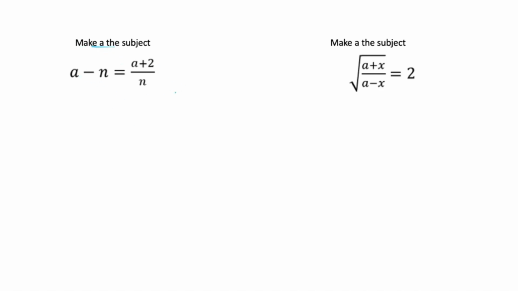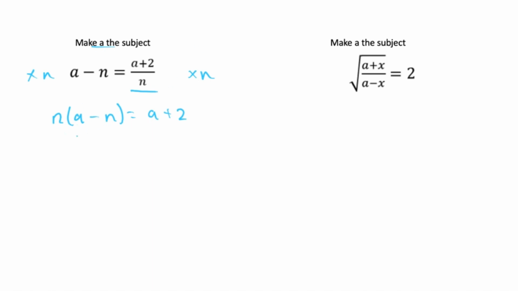Now for these last two, make a the subject. Again, the a is on both sides, okay, but this is just slightly more complicated. So a minus n over n equals a plus 2. So first of all, we need to remove this n. So you multiply both sides by n. Times n, times n. You multiply n by 1 over n, it cancels out. So you're left with a plus 2.